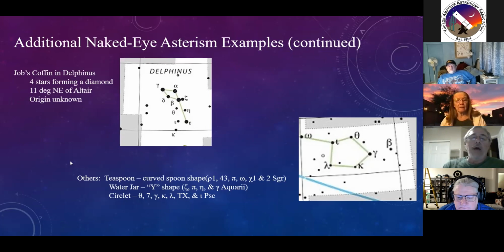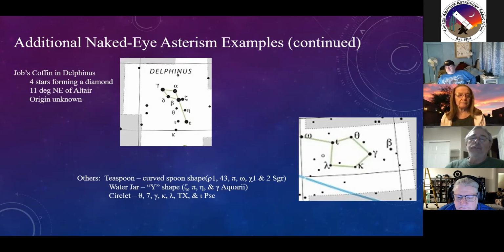A couple of other common ones are parts of constellations, but maybe just a small part. The teaspoon, I made reference to that. That's a few stars in Sagittarius, to the south and a little above the handle end of the teapot. There's an asterism in the shape of a spoon. Basically, it's a straight line with a curve at the end. Of course, that was an easy one for someone to associate with Sagittarius.